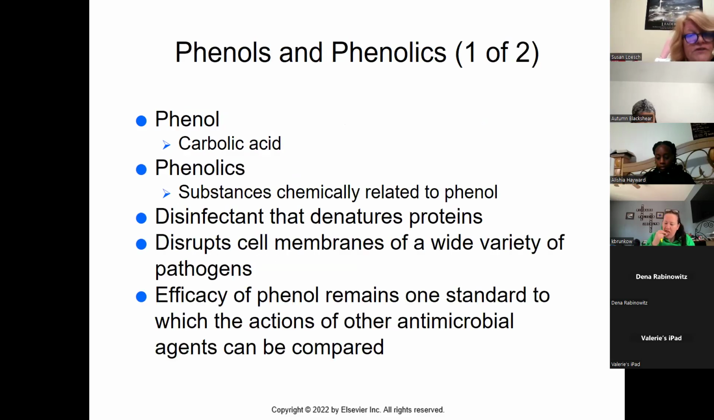All right, phenols, these are known as carbolic acid. This was introduced by Joseph Lister in 1867.